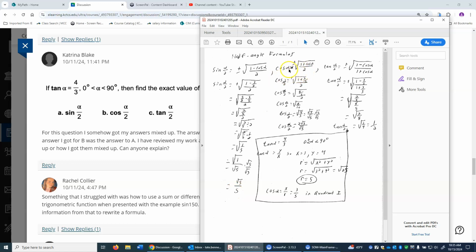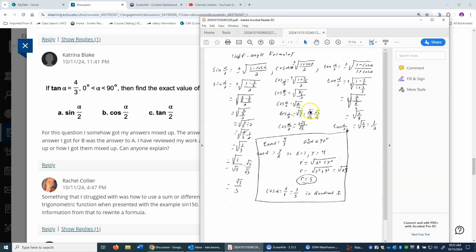Then we come back for cosine alpha over 2. I forgot the over 2 here. You put in the 3/5. The only difference here is you're going to be adding. I worked this one a little quicker. 1 plus 3/5 is 8/5. And 8/5 divided by 2 is 8/10. And 8/10 simplifies to 4/5.